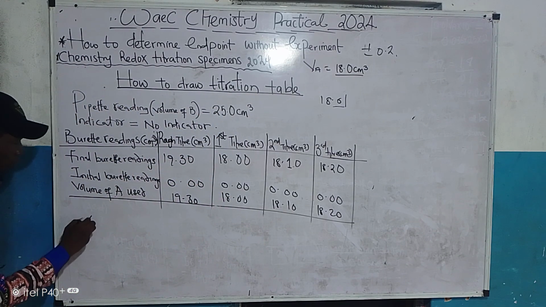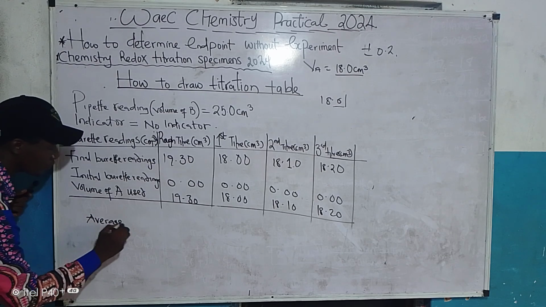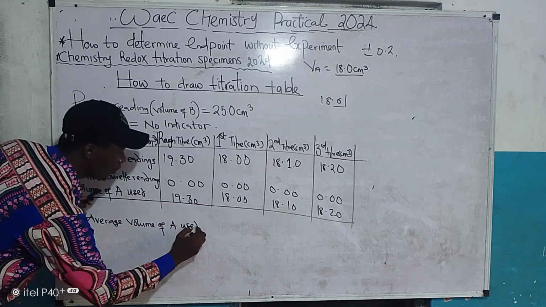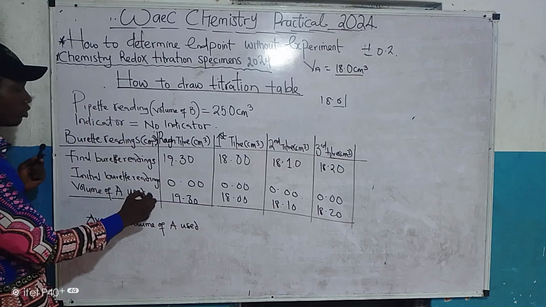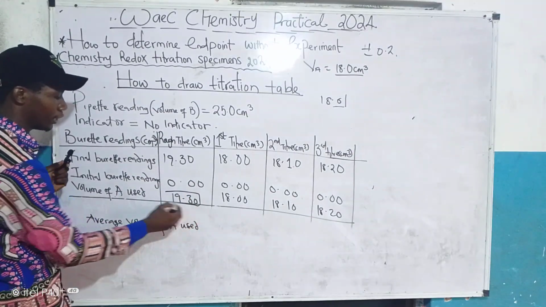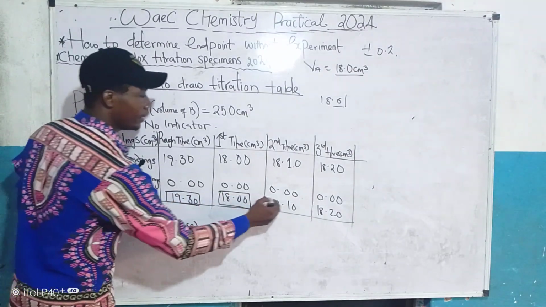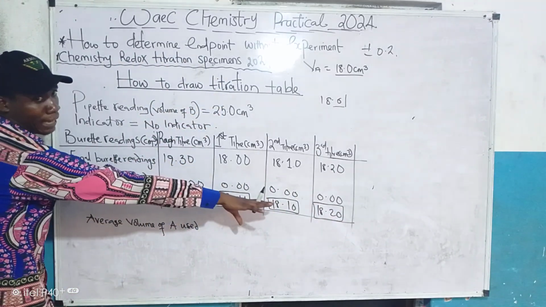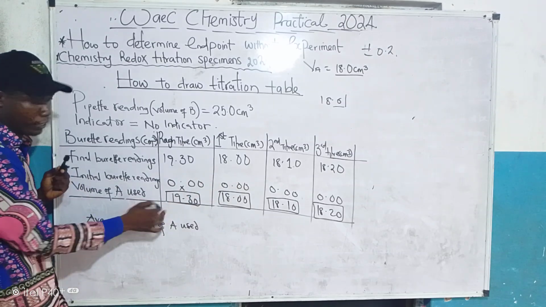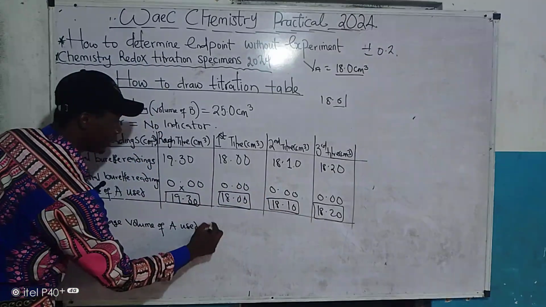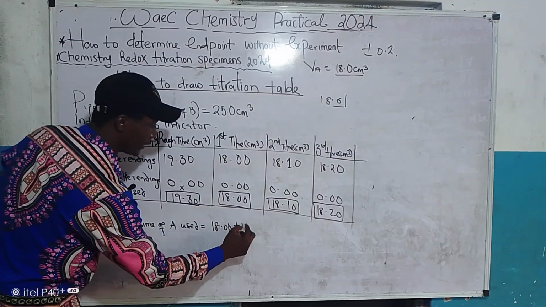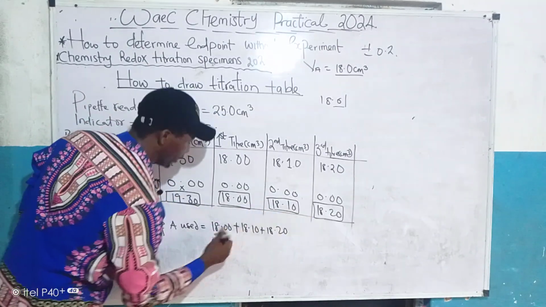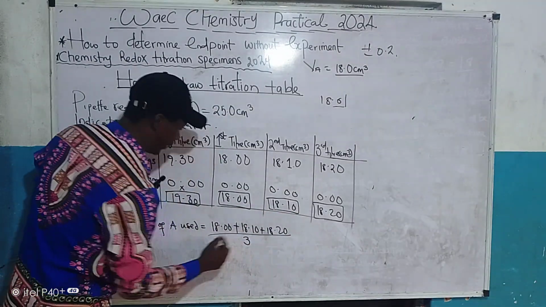Very easy. The next is to calculate the average volume of A used. Remember, volume of A used is in cm³, and this is the rough, this is first, this is second, this is third. Please, because the rough differs entirely from this, you can root it out. Don't use the rough. Just use this one. You have 18.00 plus 18.10 plus 18.20. Now, since you are choosing 3 values, divided by 3, you can get your average value.